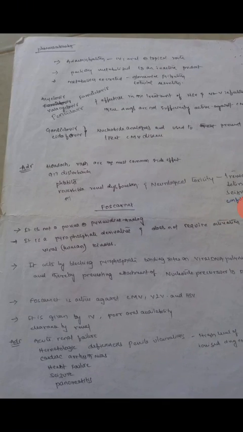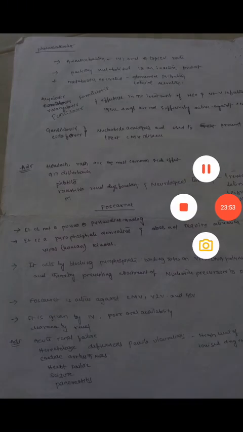This is about the antiherpes viral infection drugs. There are only two classes of drugs: nucleoside analogs and pyrophosphate analogs, which is foscarnet. Next topic is anti-influenza drugs.